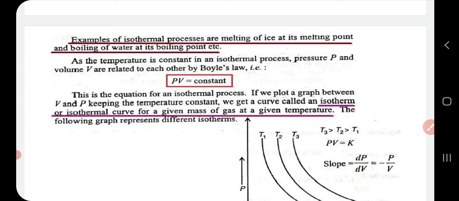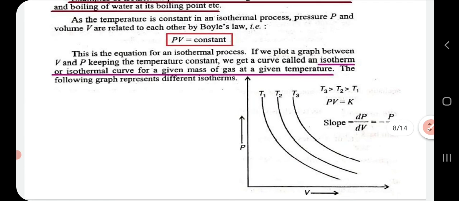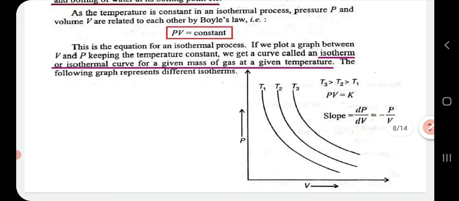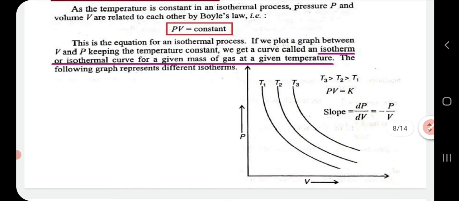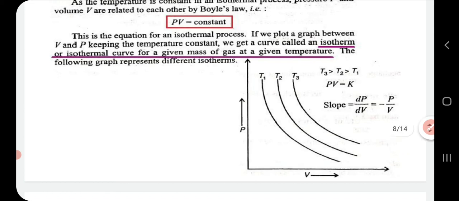Now, if we plot a graph between volume along the x-axis and pressure along the y-axis, keeping temperature constant, then we will get a curve like this as shown in the figure. It is called an isotherm or isothermal curve for a given mass of gas at a given temperature. Here you can see three isotherms. The slope is dP by dV, which is minus P by V.